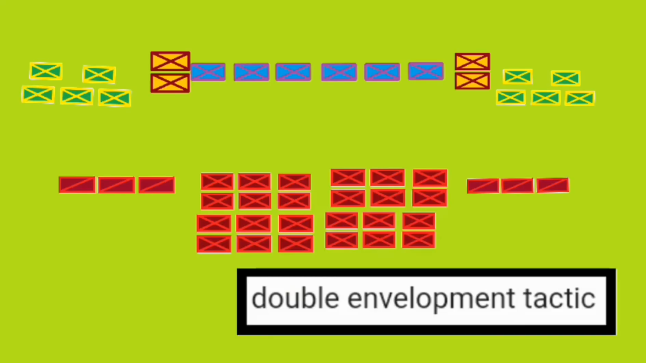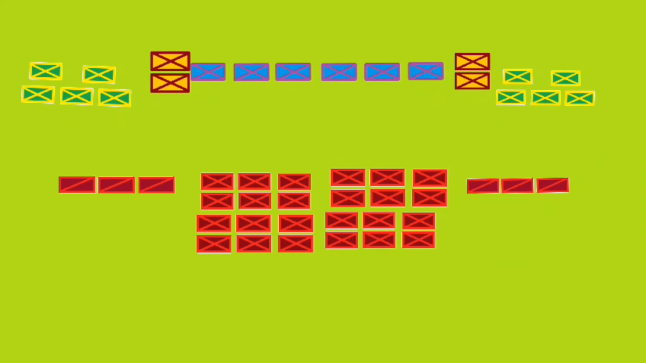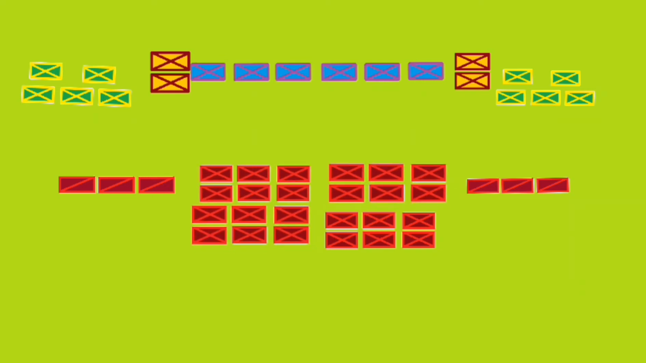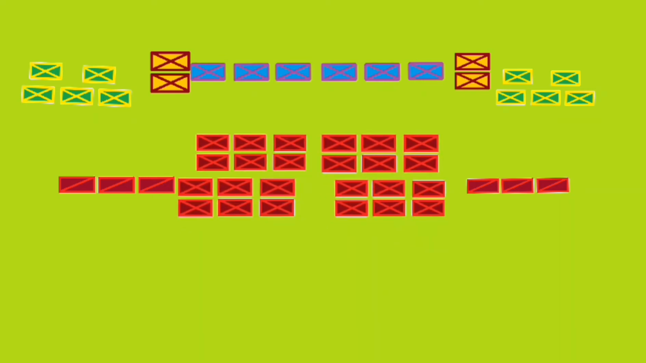Number 6. Double envelopment and single envelopment formations. Now, the reason why I'm going with concentrated center first and then double envelopment is so that you could see that none of these two formations are bad and none of them are the best. They both have their strengths and weaknesses.